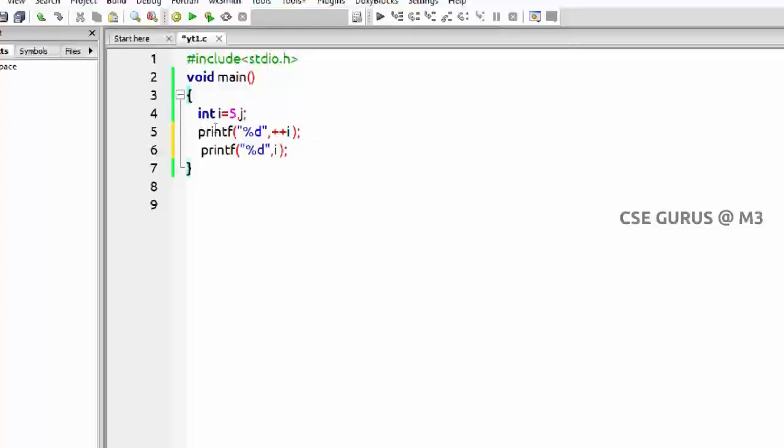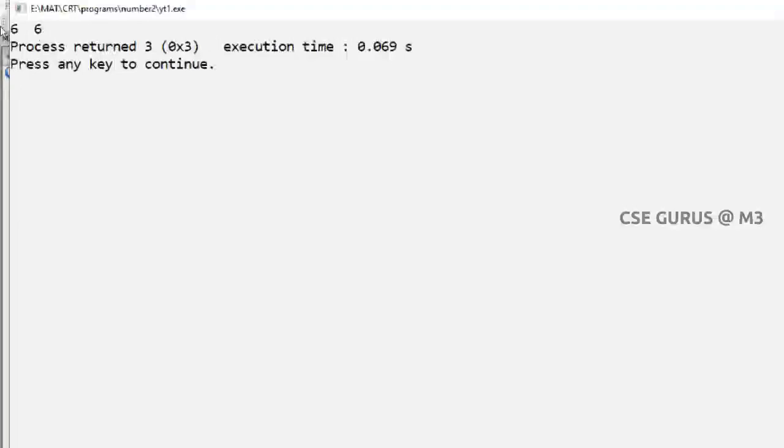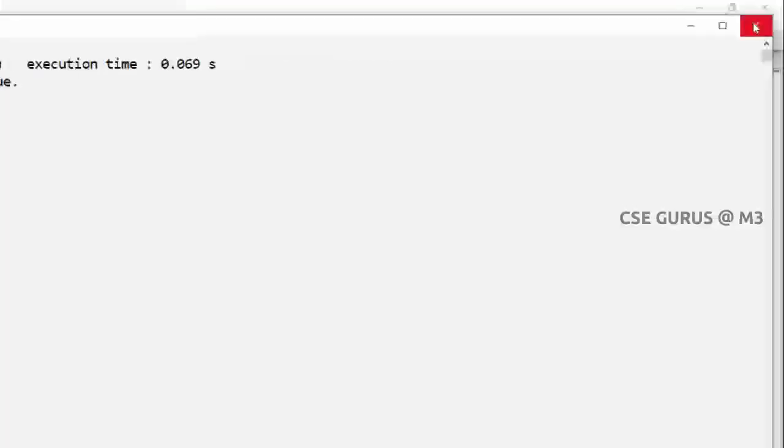i is equal to 5. Now the value will be incremented. I told you pre-increment, so ++i, the value will become 6, then it will be printed. Next line, the value became 6, so that 6 will come to the next line. First in this line it will print 6, then 6 will be printed. So 6 comma 6, you can see the output.